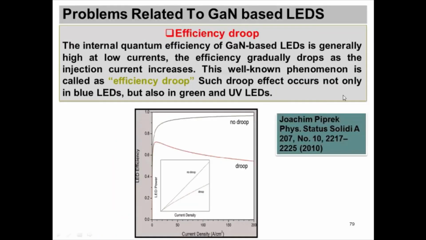Then comes what is called the issue in LED device structure. It's the simulation work that we have done. Efficiency droop is a common issue faced by many gallium nitride based LEDs. The internal quantum efficiency is generally high at low currents. The efficiency gradually drops as injection current increases. This is a well-known phenomenon called efficiency droop.